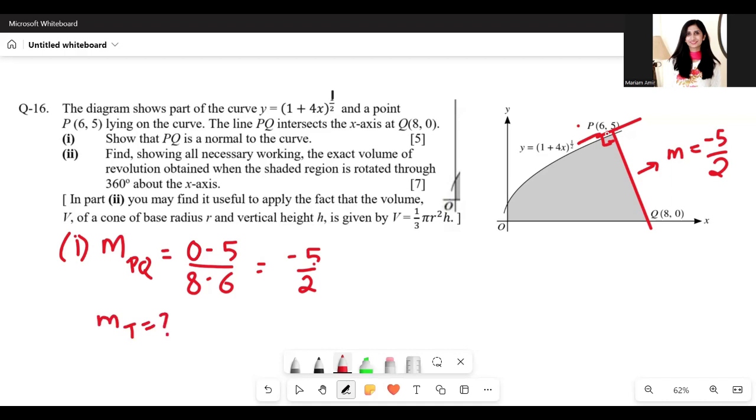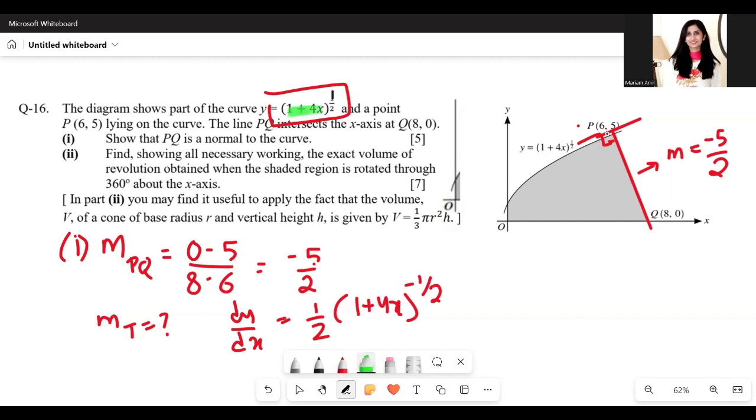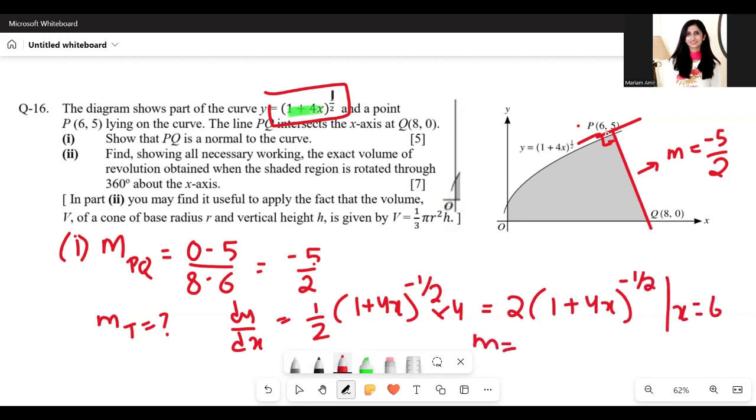For that, we will have to differentiate the given curve, dy by dx. Half comes down, the power gets reduced by 1, so negative half. And you also have to multiply by the derivative of 1 plus 4x, which is just 4. So we get 2 times (1 plus 4x) to the power negative half. In this, we substitute x equals 6 to get the gradient. 1 plus 4 times 6 is 25. Power minus half is 1 upon 5. So we get 2 over 5.